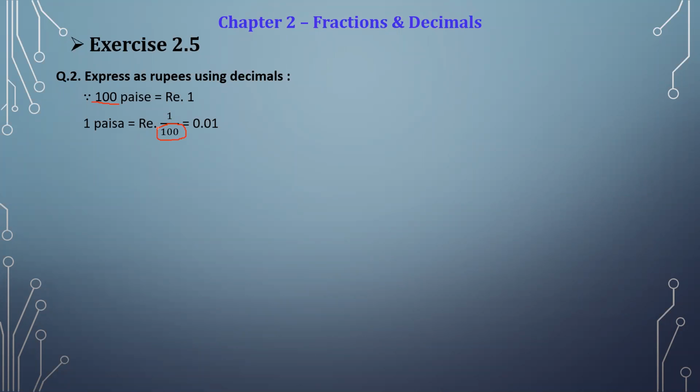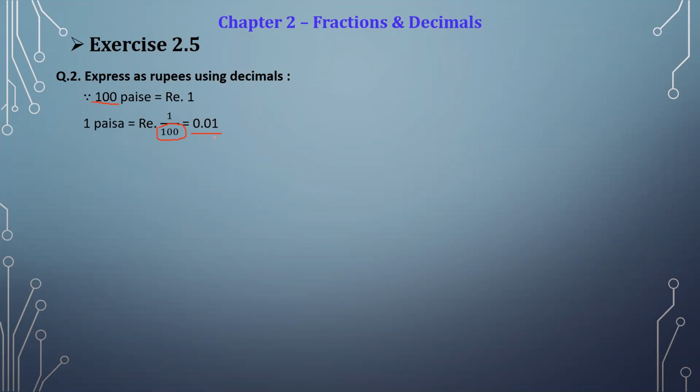And if it is greater than 1, then you say Rs, that means multiple, like 2 rupees. So here the value of 1 paisa is going to be 1 upon 100 rupees. If we perform the division of 1 upon 100, then we get the value 0.01.